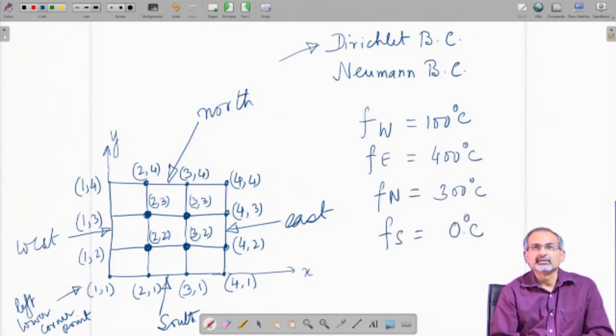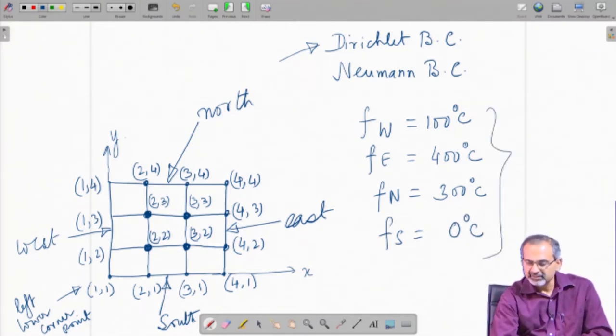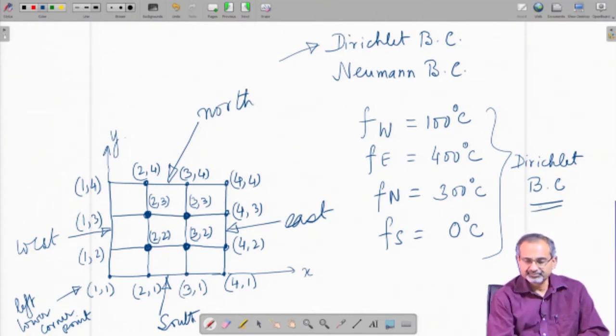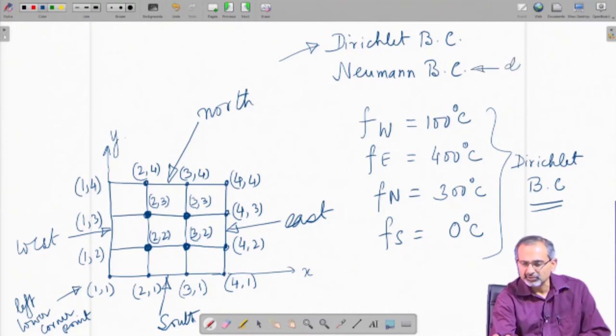So, these are the boundary conditions that we have on the 4 boundaries, and as is evident, this is a Dirichlet boundary condition, because you are defining the value of the function f directly at the boundary. You are not defining it in terms of a derivative. If it was a derivative, you would have talked about the Neumann boundary condition. Here, you talk about the functional value itself.